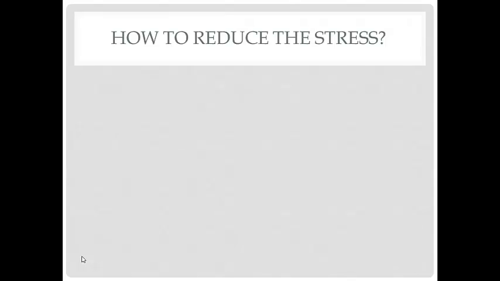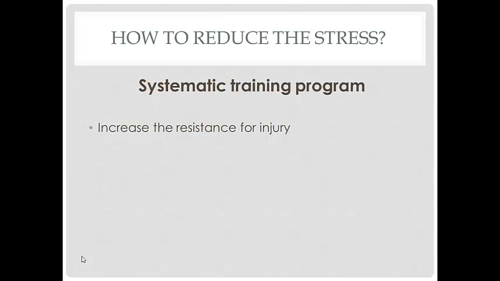So you may ask, how to reduce these stresses? A systematic training program may be the best way to increase resistance to injury. The exercise should be overloaded progressively with time, and caution should be used in the amount of repetitions and frequency of exercise. A way to prevent injury in the movement would be to work with the idea of cross-training.